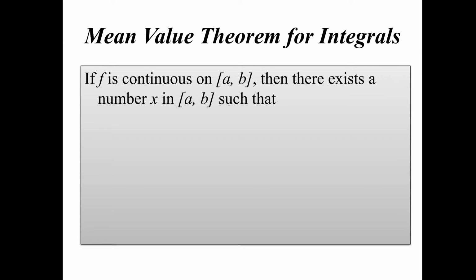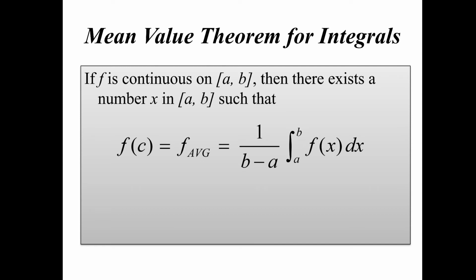The mean value theorem for integrals: if f is continuous on the closed interval [a, b], then there exists a number c in the closed interval [a, b] such that f of c, the average value of the function, equals 1 over b minus a times the integral from a to b of f of x dx. That's the main formula that you need to recognize. The integral can then be found using f of c times b minus a. Again, we just want to solve for f of c, or solve for the integral.